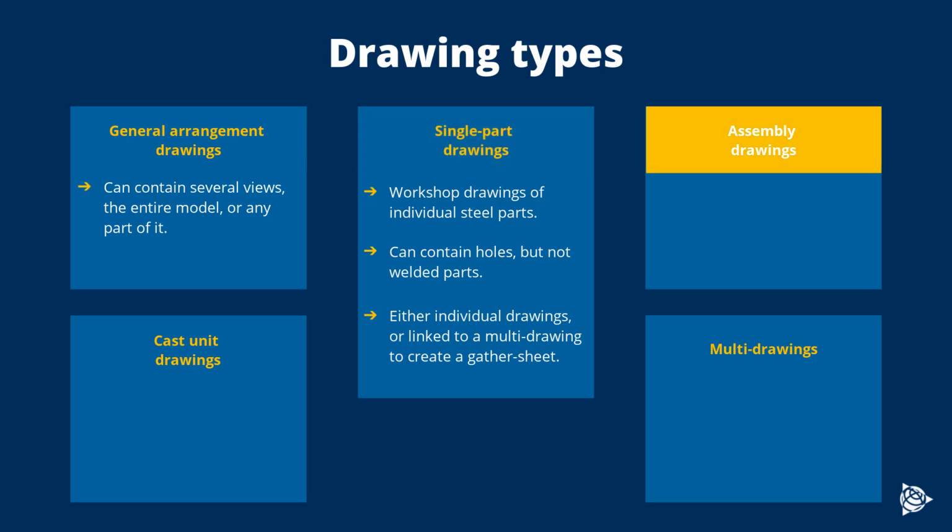Assembly drawings are typically workshop drawings, where details of an assembly consisting of steel parts are presented for fabrication. In most cases, an assembly consists of single steel parts that are either bolted or welded to the main steel part. Assembly drawings can either be on individual drawings or linked to a multi-drawing.